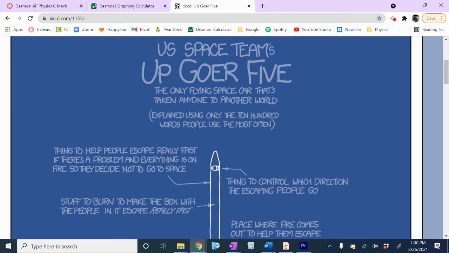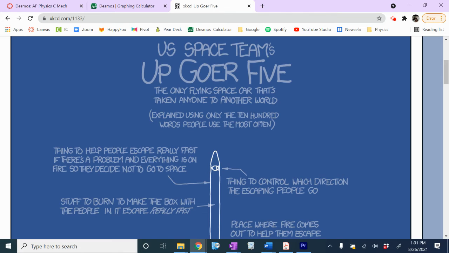So this whole book is all these diagrams of different things. For example, here it's the U.S. Space Team's Updoor 5, which is the only flying space car that's taken anyone to another world. And it's explained using only the 1,000 words people use the most often. 1,000. What's that all about? Why didn't it just say 1,000? 100 is one of the 1,000 top words, but 1,000 presumably isn't. So we're talking about using simple words.